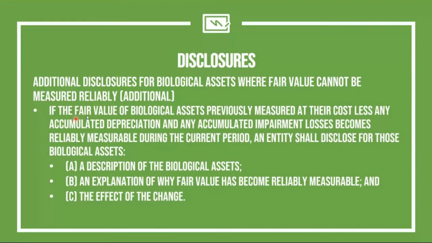Now, if the fair value of biological assets previously measured at their cost less any accumulated depreciation and impairment loss becomes reliably measurable during the current period, the entity must disclose the following: the description of the biological asset, an explanation of why fair value has become reliably measurable, and the effect of the change. So meaning you need to show also how you transitioned from the cost going to fair value and how come this happened. Okay? So you need to explain also.